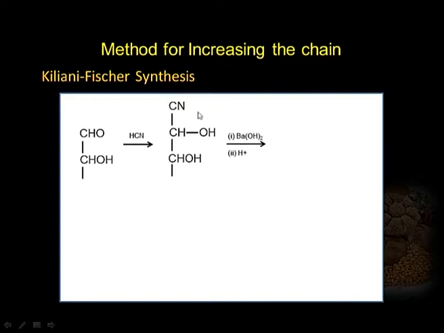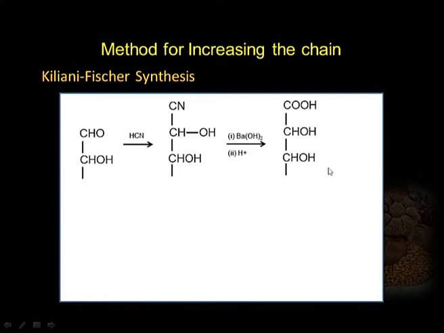This CN is converted into the carboxyl group. So, now what has happened from here to here? One carbon in the chain has been increased, which is here in the form of carboxylic acid. This aldehydic carbon which was there is now as CHOH. This, which was the second carbon, has now become the third carbon in the chain.